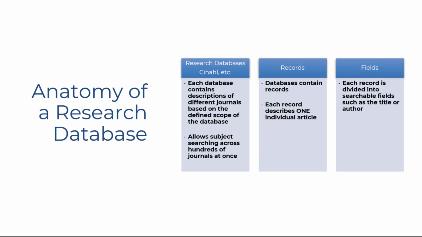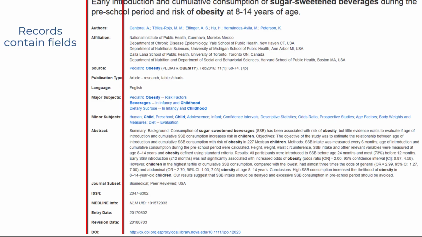Move on to the anatomy of a research database. Each database contains descriptions of different journals based on the defined scope of the database. This allows for subject searching across hundreds of journals at once. Within the database, there are records. Each record describes one individual article. Each record is divided into searchable fields such as title or author. Again, these fields are what are searched whenever you enter in a search term.